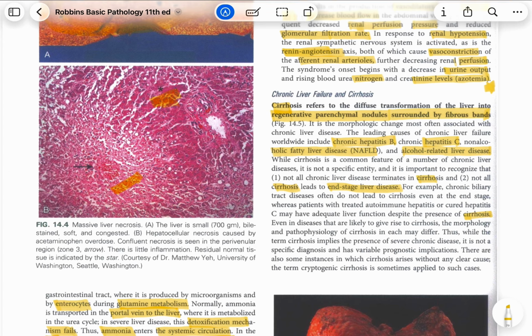Even in diseases that are likely to give rise to cirrhosis, the morphology and pathophysiology of cirrhosis in each may differ. Thus, while the term cirrhosis implies the presence of severe chronic disease, it is not a specific diagnosis and has variable prognostic implications. There are also some instances in which cirrhosis arises without any clear cause. The term cryptogenic cirrhosis is applied to such cases, when cirrhosis arises without any cause.